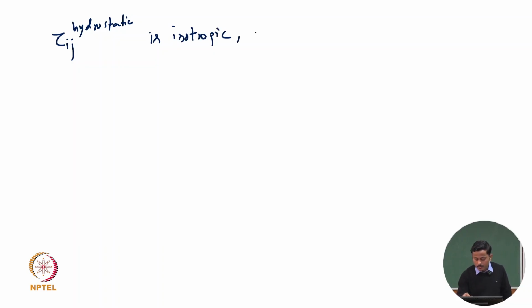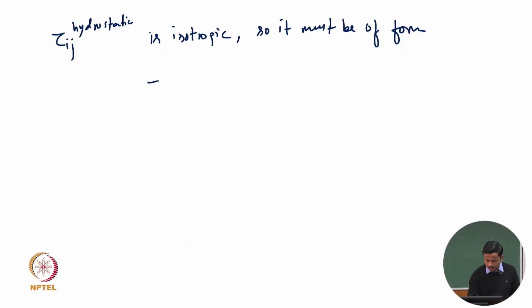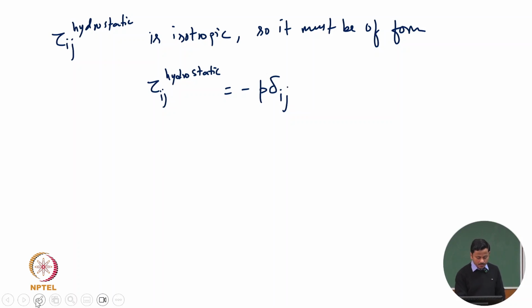Now the hydrostatic part. This hydrostatic stress is isotropic, so it must be of this form because it's a second order tensor, and delta ij is the only second order isotropic tensor. And this quantity P is the thermodynamic pressure.